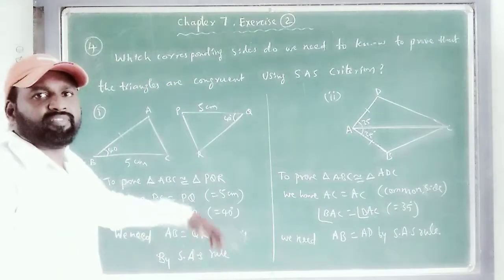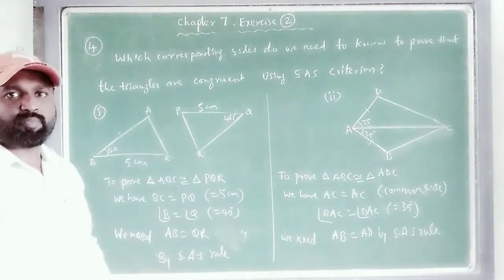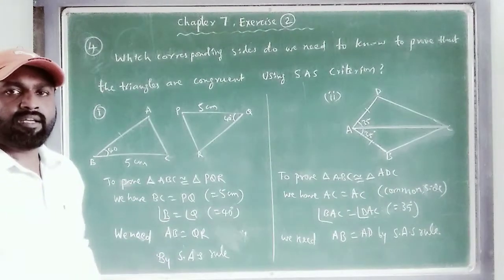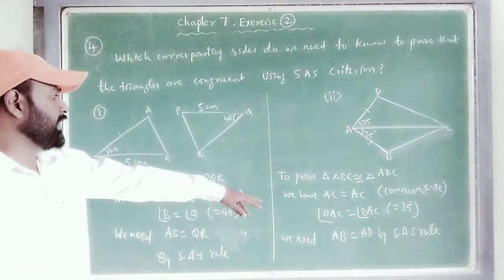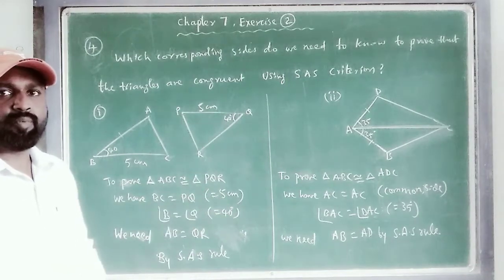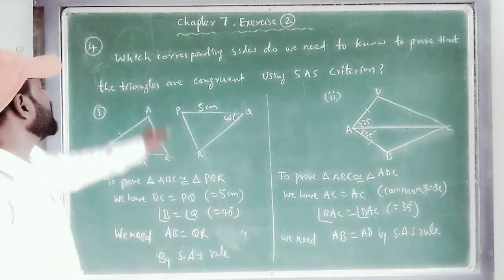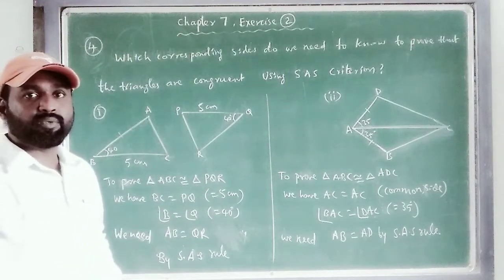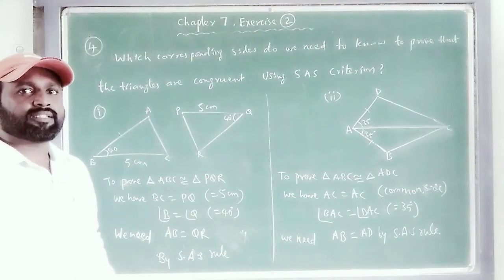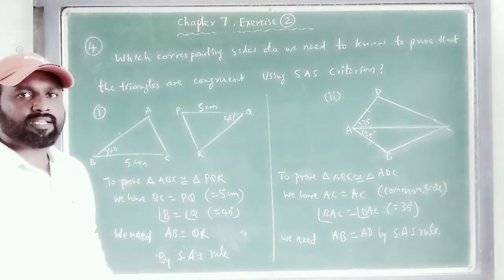Just observe the figure carefully. Which are the corresponding sides and which are the corresponding angles equal to one another. According to that, which criterion we are using, SAS rule, we have to write. So hope you all understood today's class. Up to here we completed exercise 1 and 2 of the 7th chapter. In the next class, we start exercise 3. Hope you all understood today's class. Thank you very much.